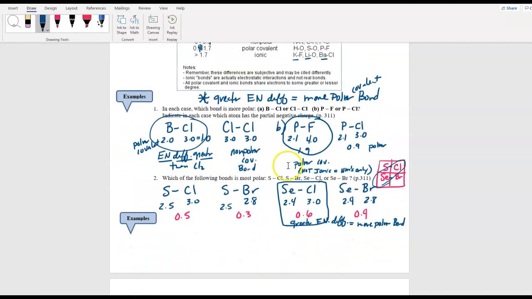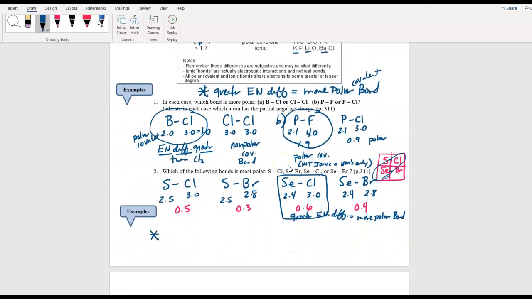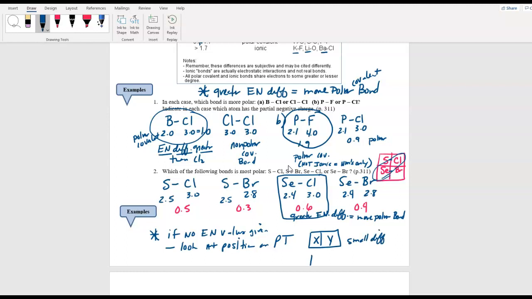Okay? So when you are trying to do this without any numbers, so if no electronegativity values are given, and you know they're not going to be given, look at position on the periodic table. Look at where they're at on the periodic table. Elements that are literally right next to each other, they're going to have a small difference in electronegativity. But elements that are kind of diagonal with each other, they will have a bigger difference.